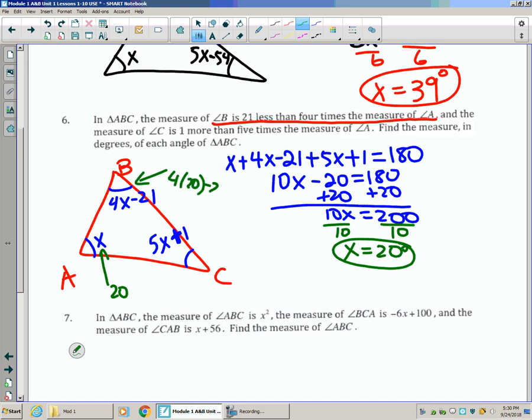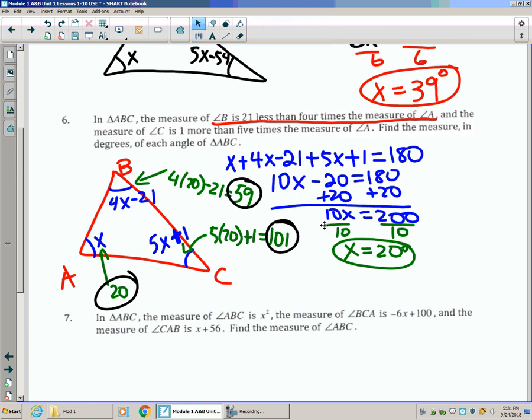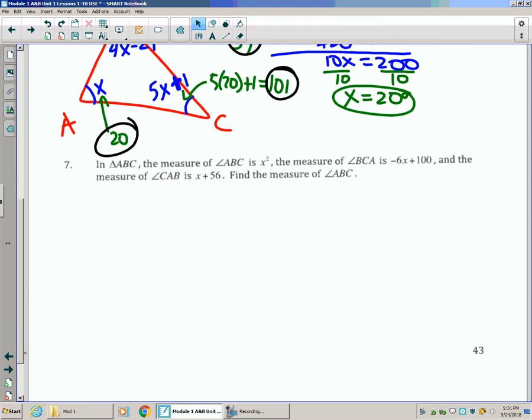And I will be getting 4 times 20 minus 21. I will be getting 59. And last but not least, this will be equal to 5 times 20 plus 1, you'll get 101. Just verify that the sum of all of these three angles is in fact 180. Okay, let's move on to the next exercise.